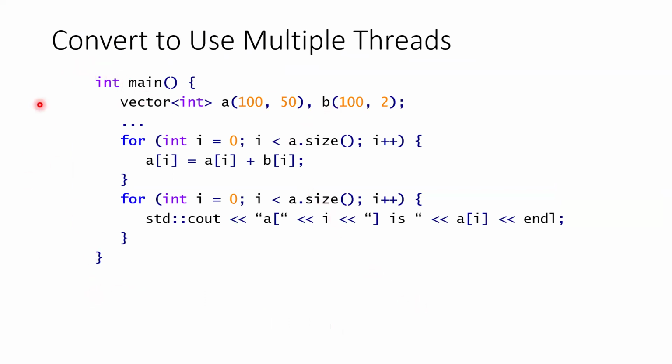Now we have this program where we have two vectors. We're adding them together. We have one vector with 50 and one vector with 2, and we want to add them together and store in A. So A will end up having 52s. And then we are outputting everything to the terminal.